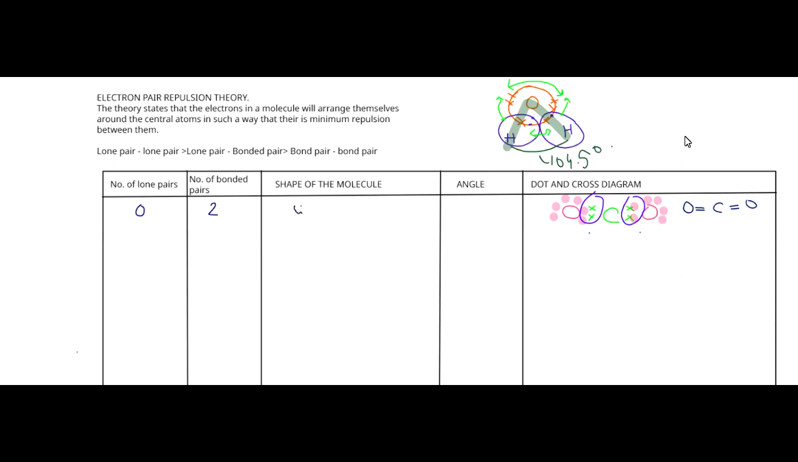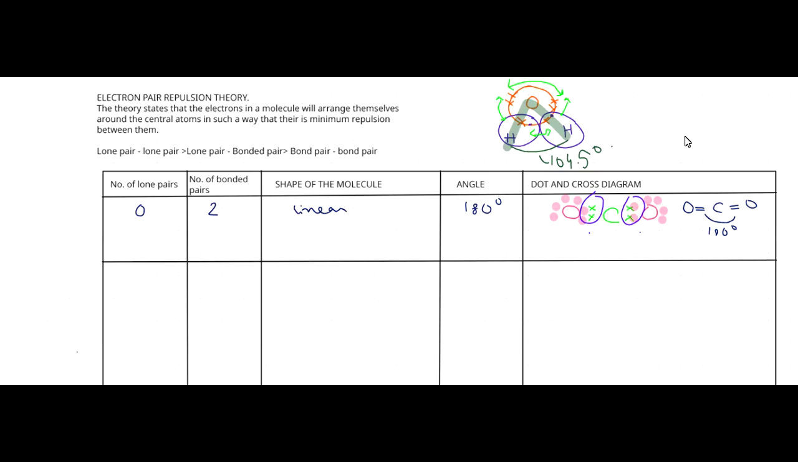The shape is linear, and your bond angle is always going to be 180. So the angle over here is going to be 180. Linear then means horizontal, right? Yes, because there's no lone pair. So the bonded pairs of electrons can be on completely opposite sides of each other. If there were lone pairs present, they would not be able to do that. Why? Because the lone pairs would try to be as far away as they possibly could.